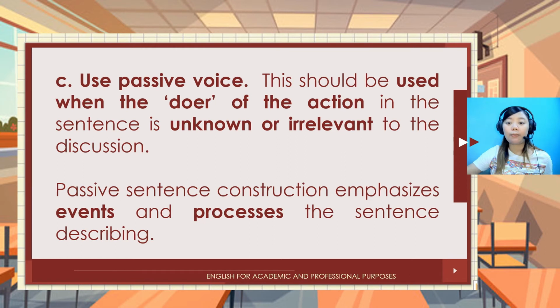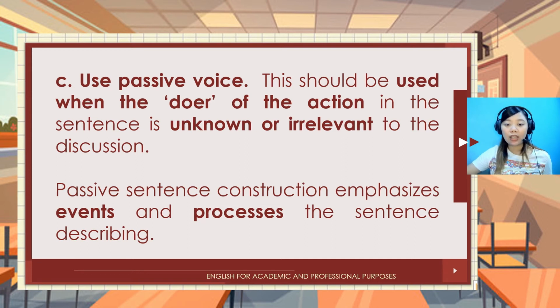Next is to use passive voice. This should be used when the doer of the action in the sentence is unknown or irrelevant to the discussion. So instead of using active voice all the time, we have to prefer passive voice in academic writing, because most of the time, the essays that you write are based on other authors, other scientists, other writers, but there are some that don't have any doer or any subject at all. So use passive voice if that happens.